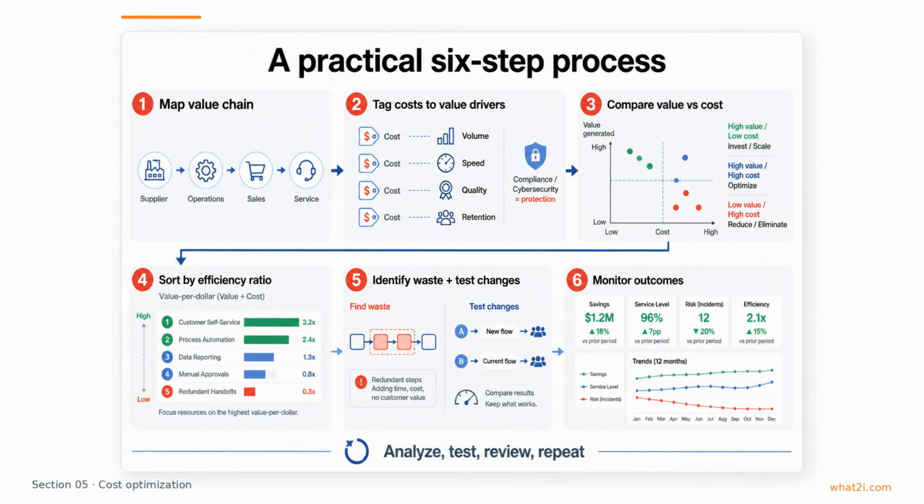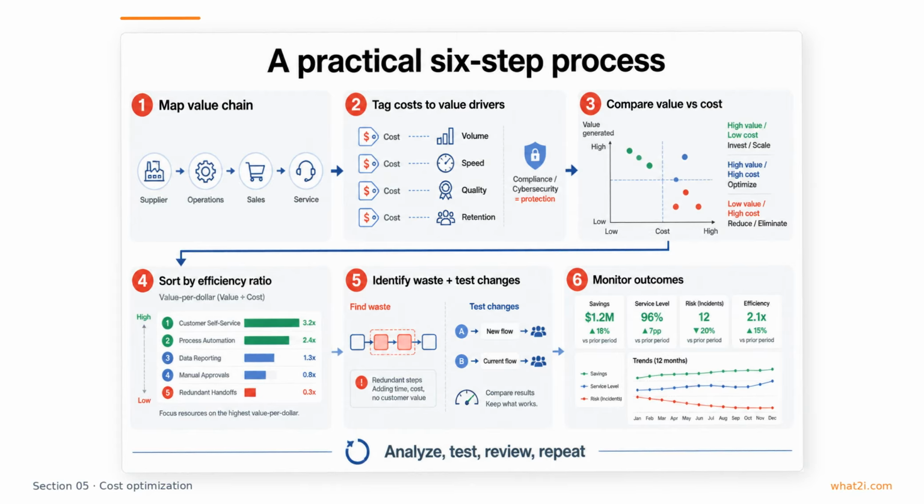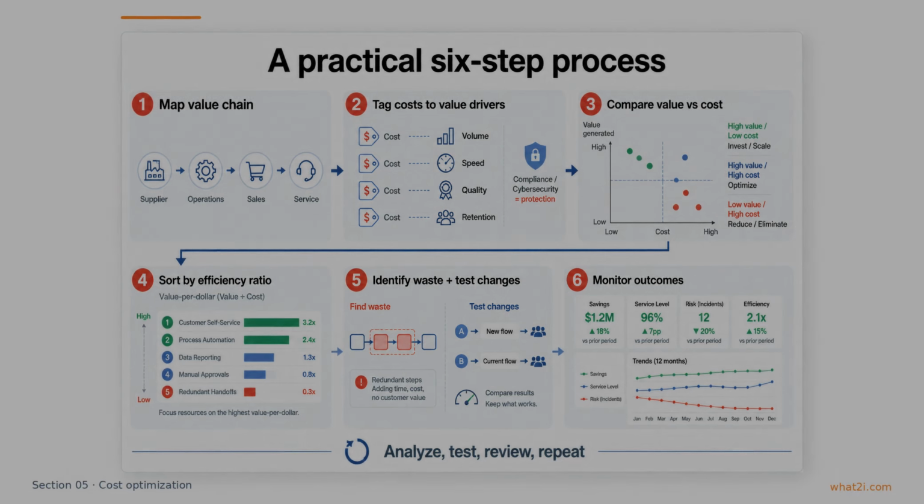A structured process makes cost optimization more reliable. Start by mapping the value chain so you can see where work and spending occur. Tag each major cost to the value driver it supports. Then compare the value created with the cost incurred. Rank opportunities by how much waste they remove or how much value they preserve per dollar spent. Test changes rather than assuming they will work, and monitor the results after implementation. In other words, cost optimization is not a one-time cut. It is an analyze, test, review, and repeat cycle.